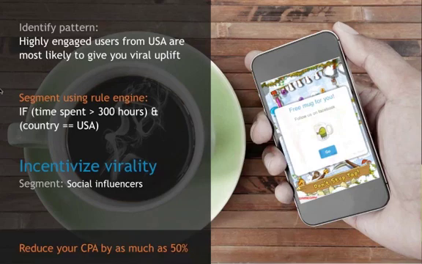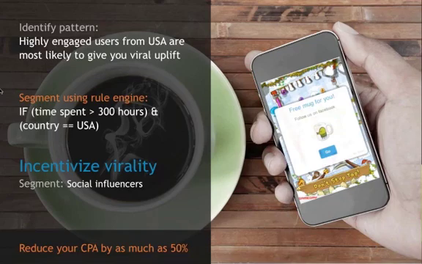You could either just say, hey, why don't you follow us on Facebook? We know that you love our app, and not incentivize them at all. Or you could say, hey, you know what? Follow us on Facebook and we'll give you a reward. And that reward could be whatever you want. So that's the segment of users, and that's the action that you could take on them, which is to incentivize virality. We've seen this being fairly effective, where developers have reduced their cost per acquisition by as much as 50%.